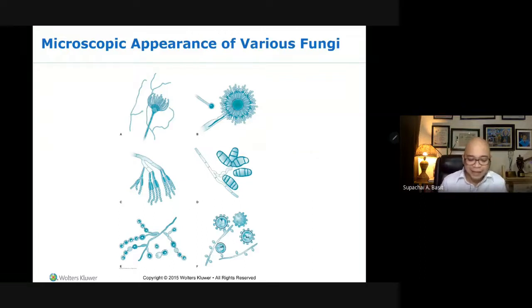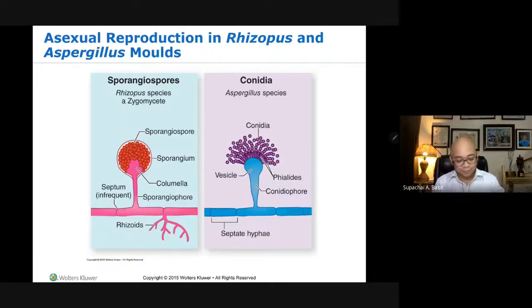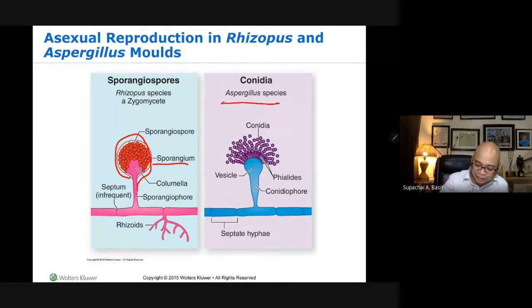So these are examples of fungi. So the different kinds of fungi as shown under the microscope. Okay, so we have the sporangiospores. So under the sporangiospores, Rhizopus is a species of Zygomycetes. So here, the entire sporangium contains different kinds of spores. And then we have the Aspergillus species, and the Aspergillus species has conidia. Okay, and the conidiophore contains the conidia.